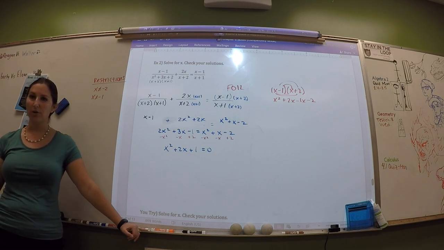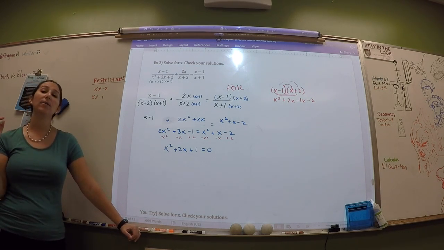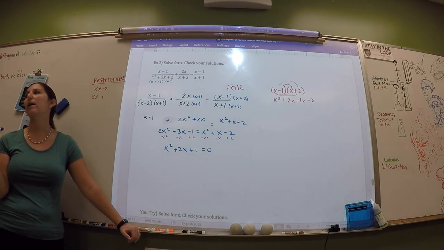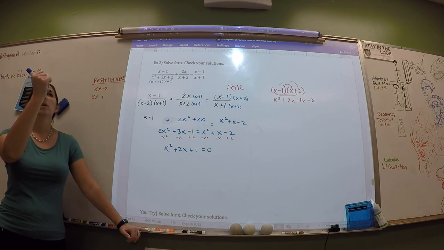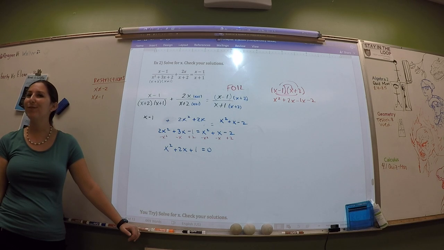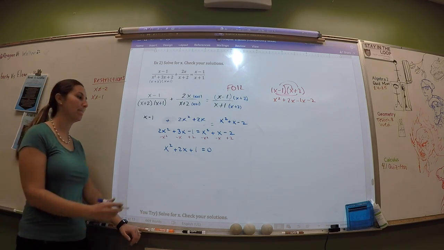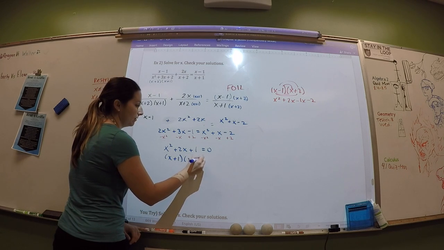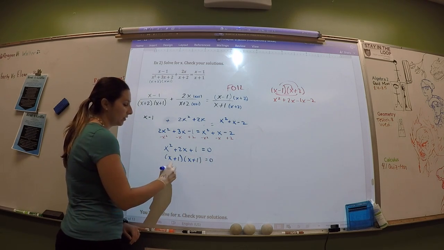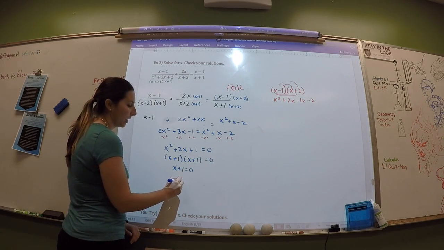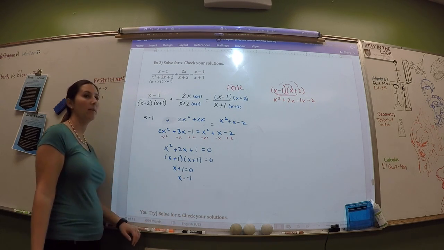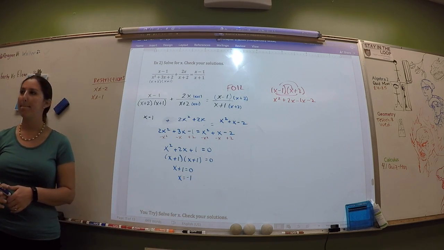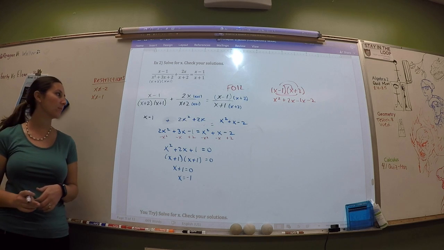So I got a quadratic trinomial, which means I either want to factor, complete the square, or use the quadratic formula. What do you want to do? Factor. Okay. x plus 1, x plus 1. Okay, so factor, set your factors equal to 0, and you get x equals negative 1, twice. Do we need to write that it's twice? Nah, it's whatever.